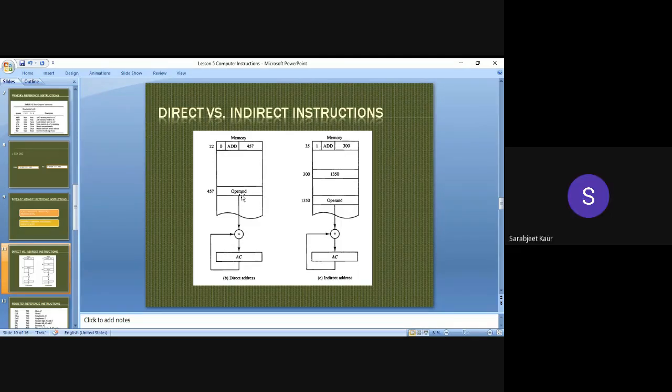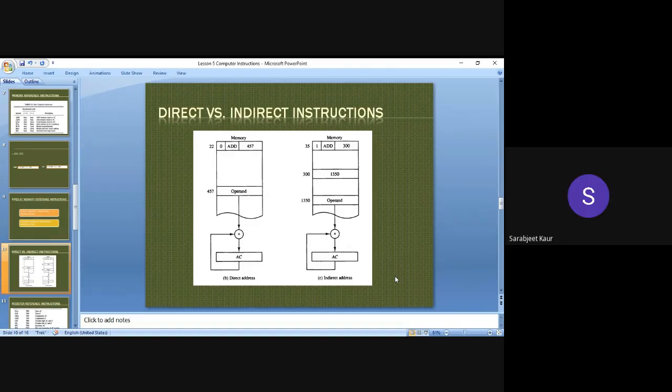Yes or no? Yes, ma'am. So we go to this address 457 and whatever operand is there, please see, we add this operand to AC and the result is again stored back into AC. This is a diagrammatic representation of the same thing that I have explained to you. Any problems up till now? No, ma'am. Very good.